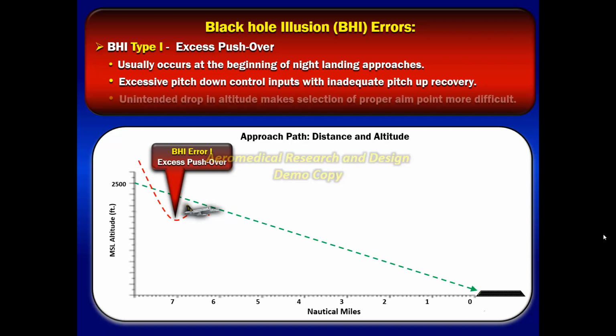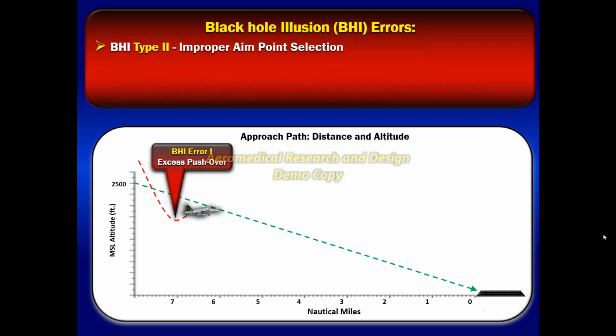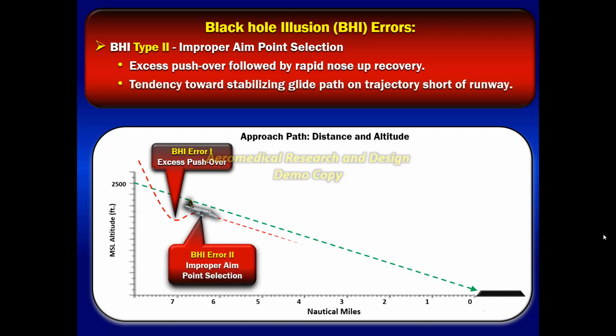However, it often causes an unintended drop in altitude that makes selection of a proper glide path aim point more difficult. The second type of black hole perceptual error involves improper aim point selection during initial stabilization of the landing approach. If a pilot commits an excess pushover maneuver during approach initiation, it is usually followed with a rapid nose-up recovery and an attempt to stabilize the aircraft on an approach path to the runway. Unfortunately, when pilots are experiencing black hole conditions, after completing the nose-up recovery, there is often a tendency towards stabilizing the glide path on an aim point trajectory short of the runway threshold.